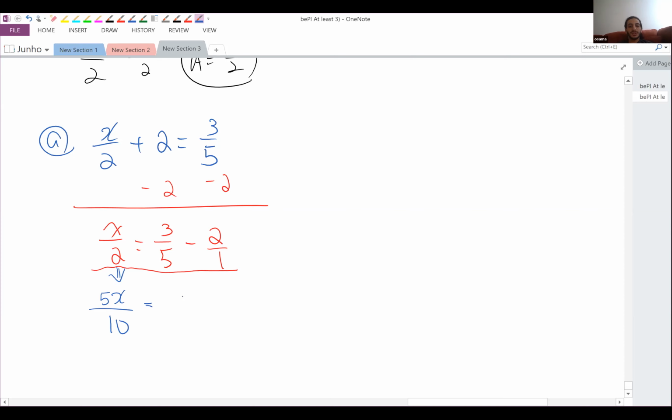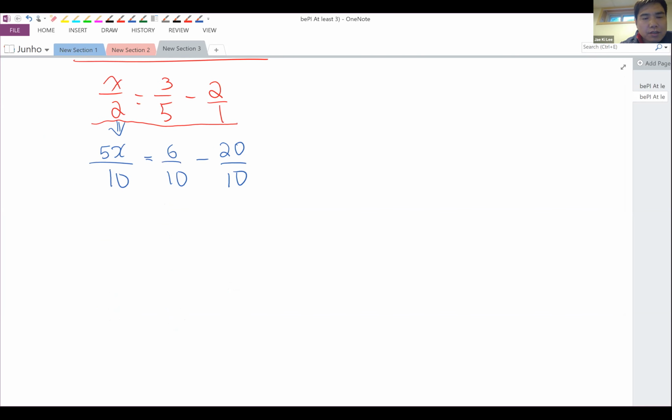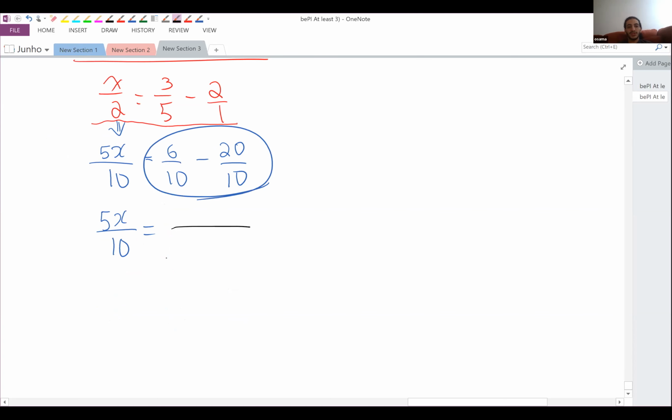6 over 10, 6 over 10. Negative 10, 20 over 1 over 10, 20 over 10. Okay, all right, and now we have a common denominator. So then 5x over 10 equals, what's this if we combine them? Negative 14, so negative 14 over 10.